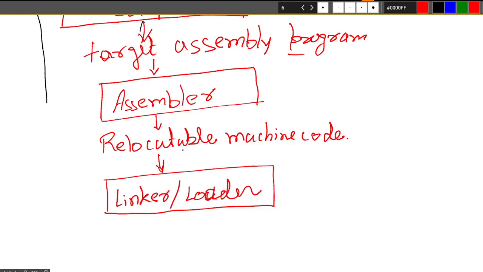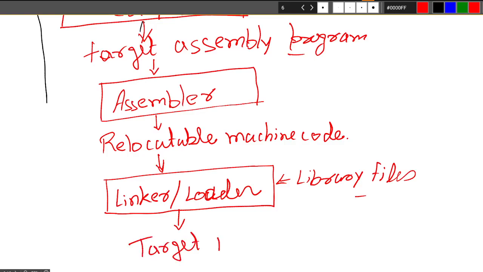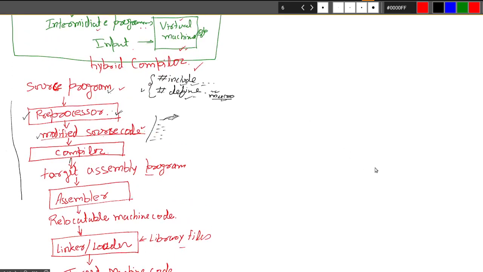What it does is it will see all the relocatable machine codes. It will also see other library files, and maybe other relocatable codes from other files, and then it will produce your target machine code. So this is the story of processing your language.